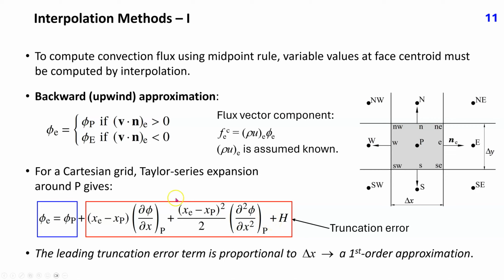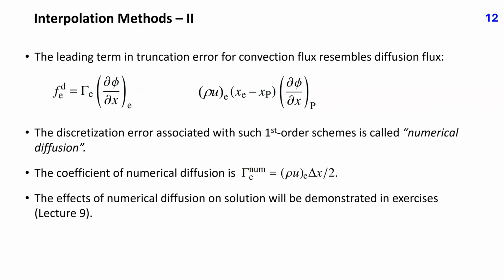The leading term is proportional to delta x, so it is a first-order approximation. The leading truncation error term from convection flux resembles the diffusion term. Compare the expression on the left, which is the true diffusion term, and the expression on the right, which is the leading truncation error term from convection flux. This is why discretization error associated with such first-order schemes is called numerical diffusion. The numerical diffusion coefficient is obviously equal to rho times u times delta x half.